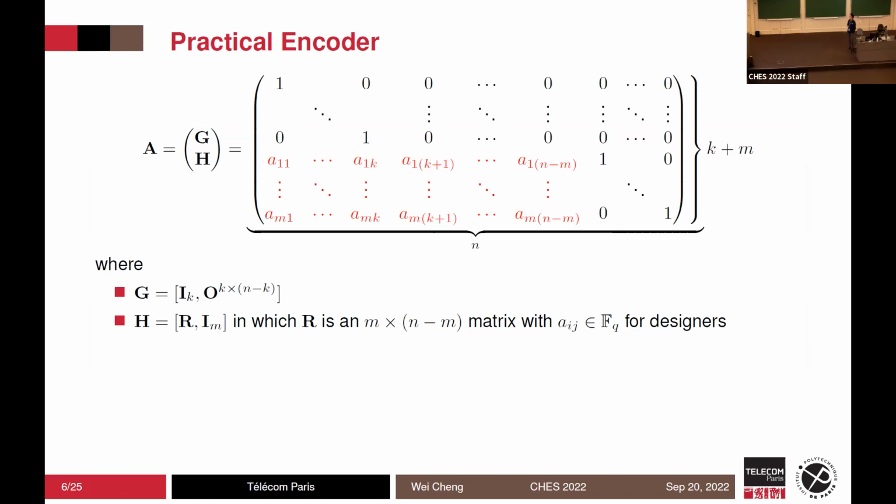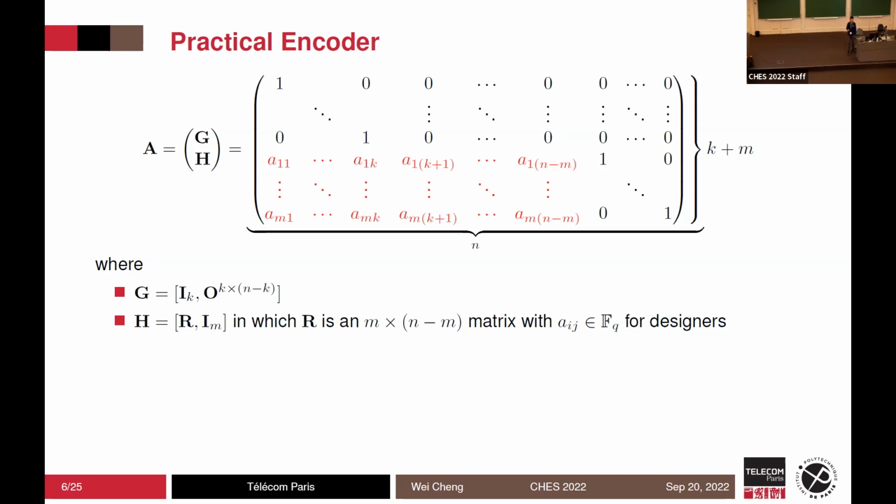So in this work, we focus on both the efficiency and the security evaluation. Basically, we choose this big matrix as the encoder. Basically, it's a concatenation of J and H. Then we could choose any of the elements in this matrix.